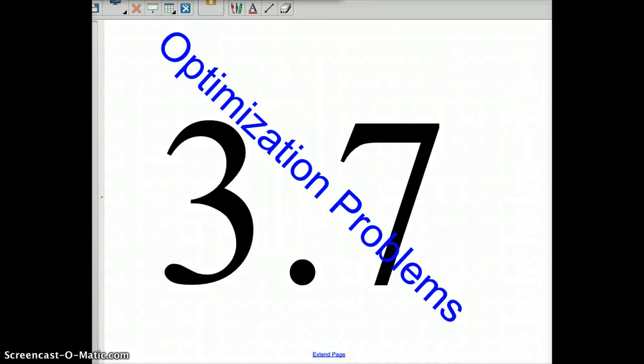Hi. Well, today we're going to be talking about section 3.7, optimization problems. This is the real-world reason why you'd want to find maximums and minimums, like what's the maximum profit, or what's the minimum surface area of an object so that I can maximize the volume and save my costs in production.